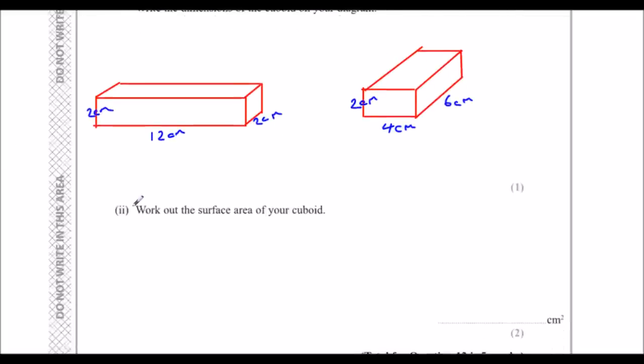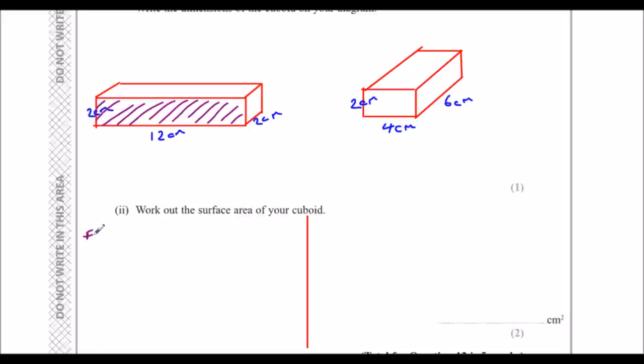And the second part, work out the surface area of your cuboid. So obviously, whichever cuboid you've drawn, you need to work out the surface area of that one. So I'll do them both. So the surface area is the area of all the surfaces added up. So we'll work out the area of the front shape. So I'll do that in purple.